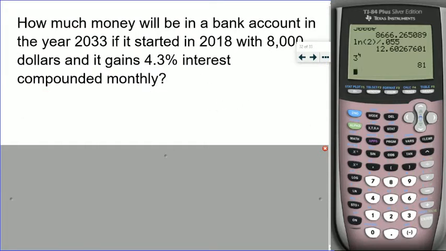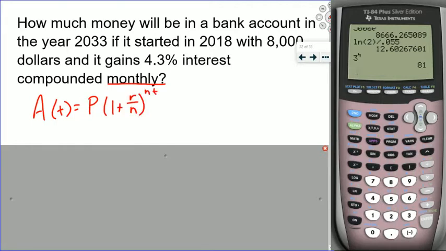Okay, so how much money will be in a bank account in the year 2033 if it started in 2018 with $8,000 and gains 4.3% interest compounded monthly? Okay, so let's set up our equation. We have compounding that is not continuous, so we need to use the equation A of t equals P times 1 plus r over n to the nt.